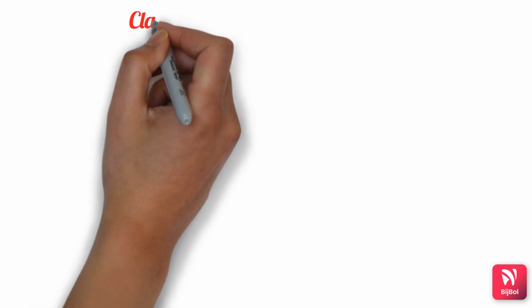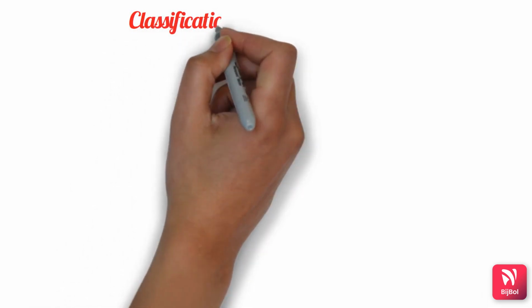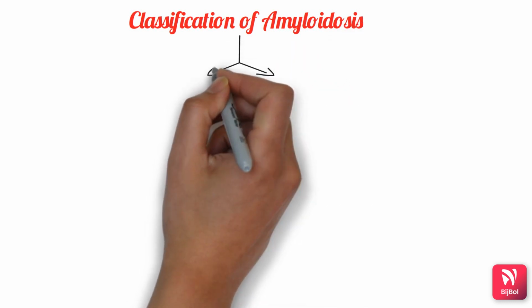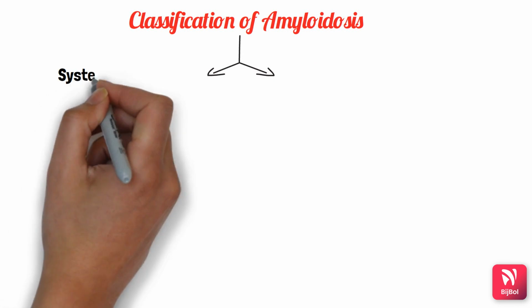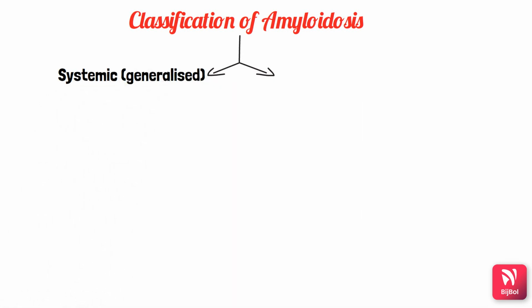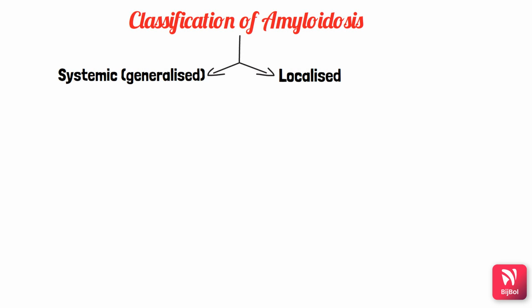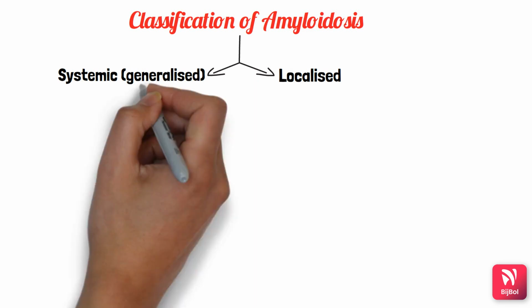Now let's see the classification of amyloidosis. What are the different types of amyloidosis? Basically the classification is based on a combined biochemical and clinical classification, where it is broadly divided into systemic or generalized and localized. Systemic involves several organ systems, whereas in localized only a single organ, like heart or brain, is affected.